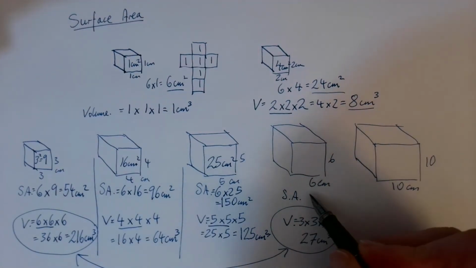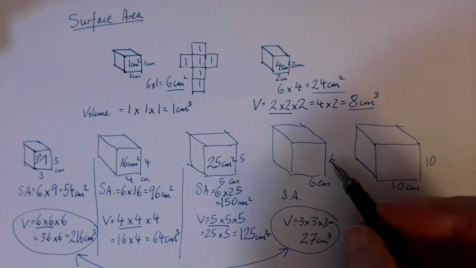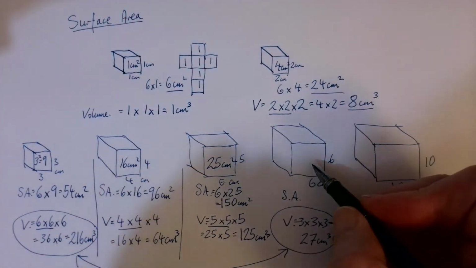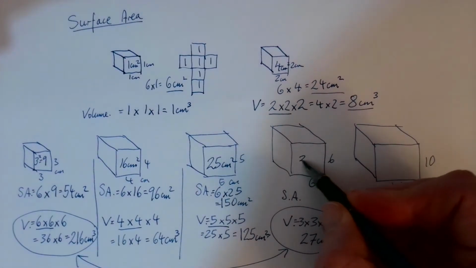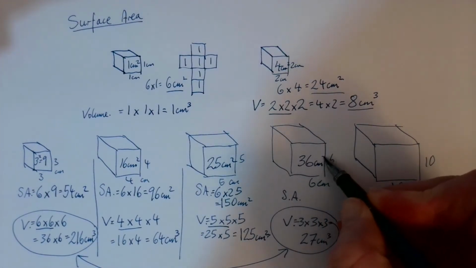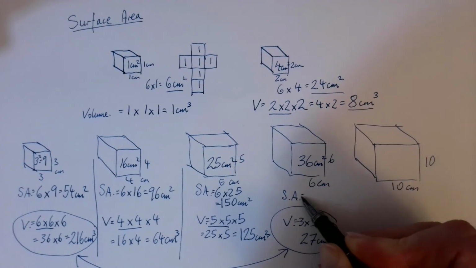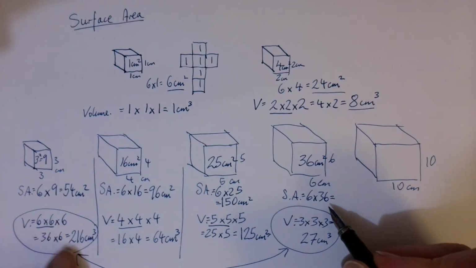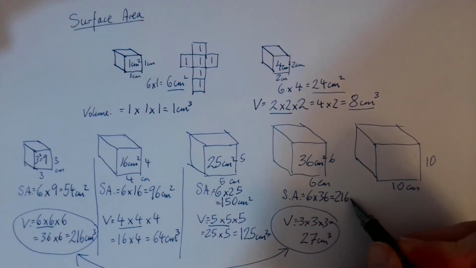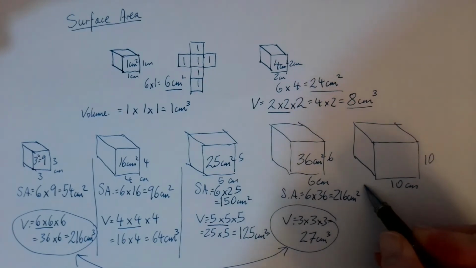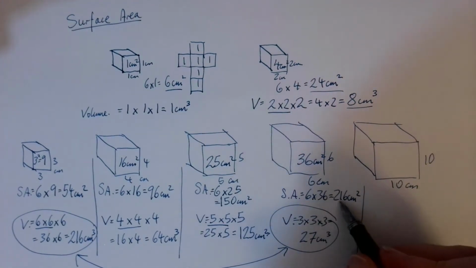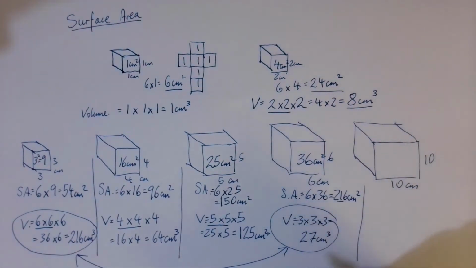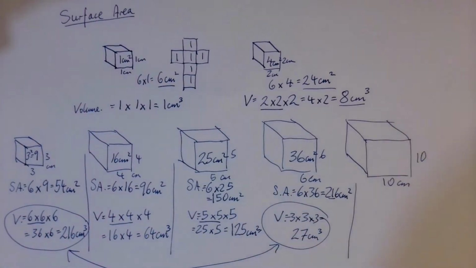When we get to the surface area of the 6 centimeter cube, this is all because it's got 6 faces. We get something very interesting. 6 6s are 36 centimeters squared, so the surface area is going to be 6 times 36. Well, that's the same calculation that we did over here. So we get 216 centimeters squared, which is the same number as the volume for the 6.